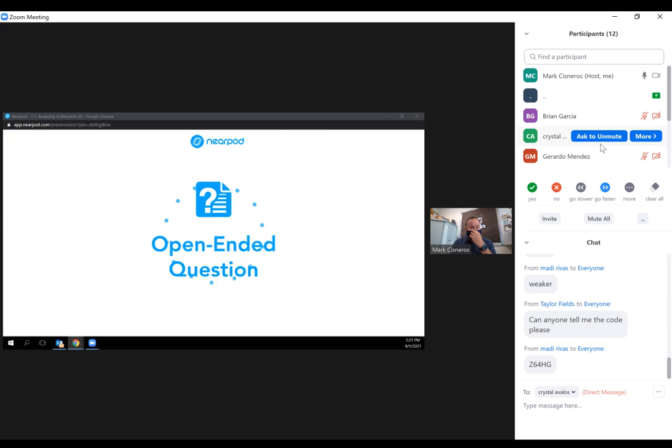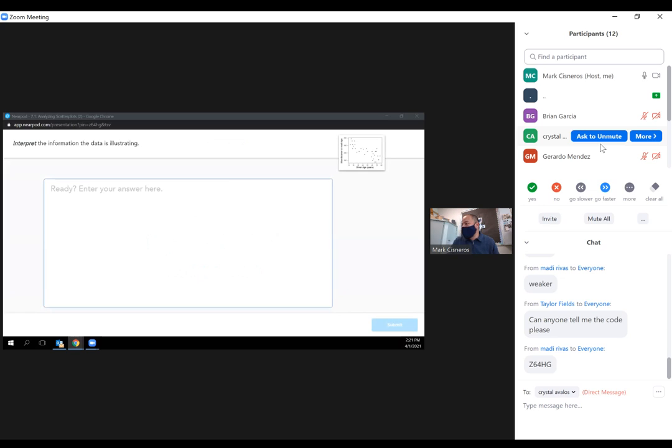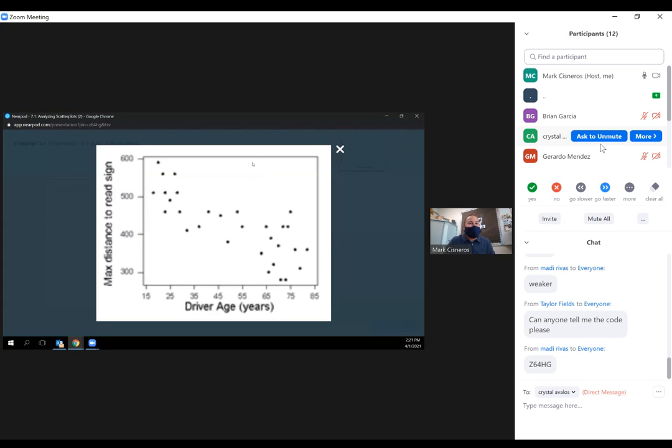So answer this question. Now interpret the graph. Tell me your interpretation of this graph. I'll blow it up big for the screen. Interpret this. What's happening here? It shows the driver's age on the x-axis as the independent variable. It shows the max distance to read the sign on the y-axis. What's our interpretation of this information? Or in general, what's happening?